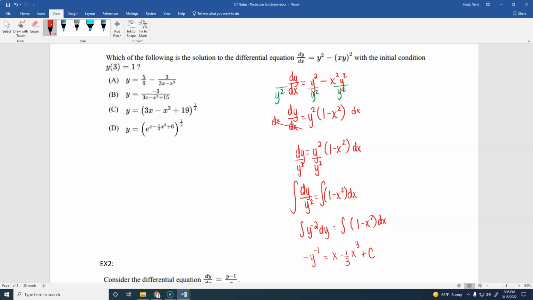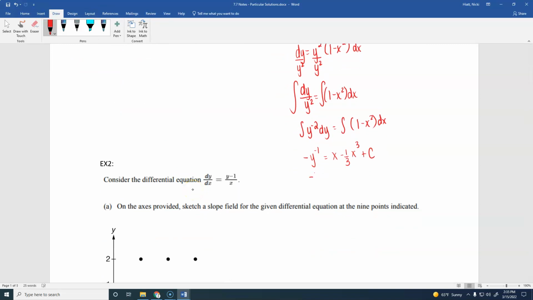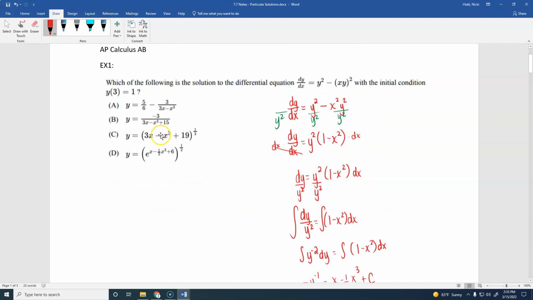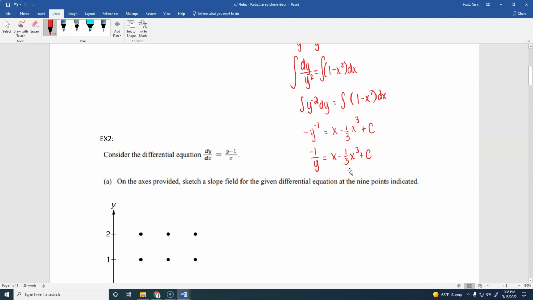All right, so I would probably write this as negative 1 over y equals x minus 1/3 x cubed plus c. You have some options. You can see all of the answer choices are solved for y. So we could solve for y at this point, or we could find the c first and then solve for y. It really does not matter which one you do.